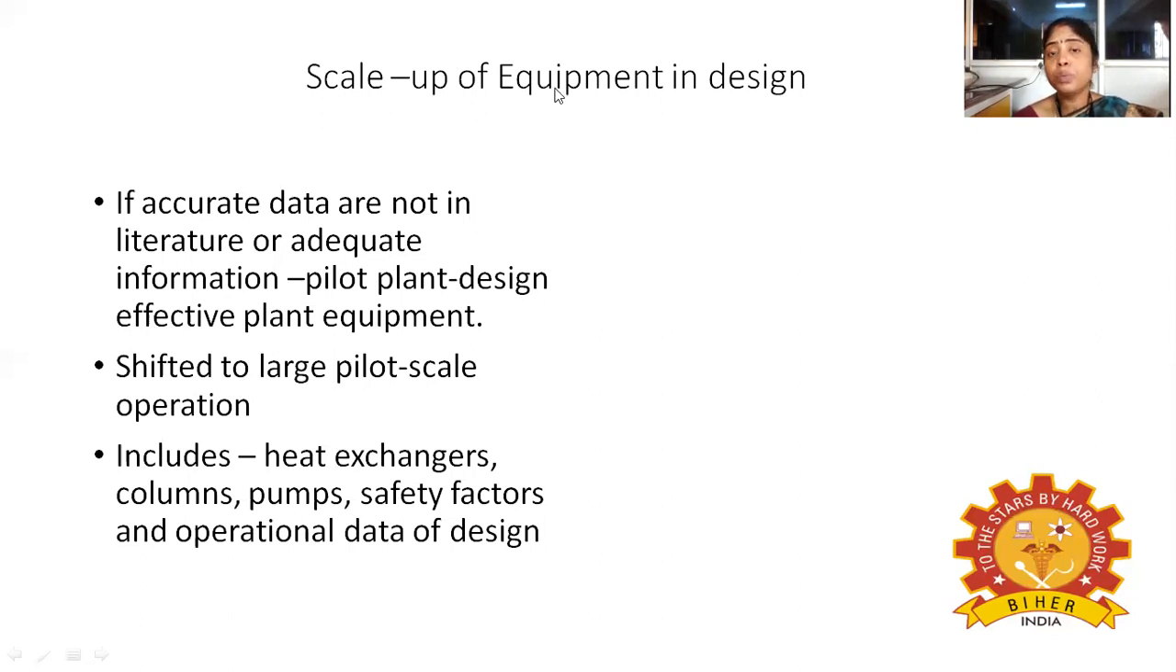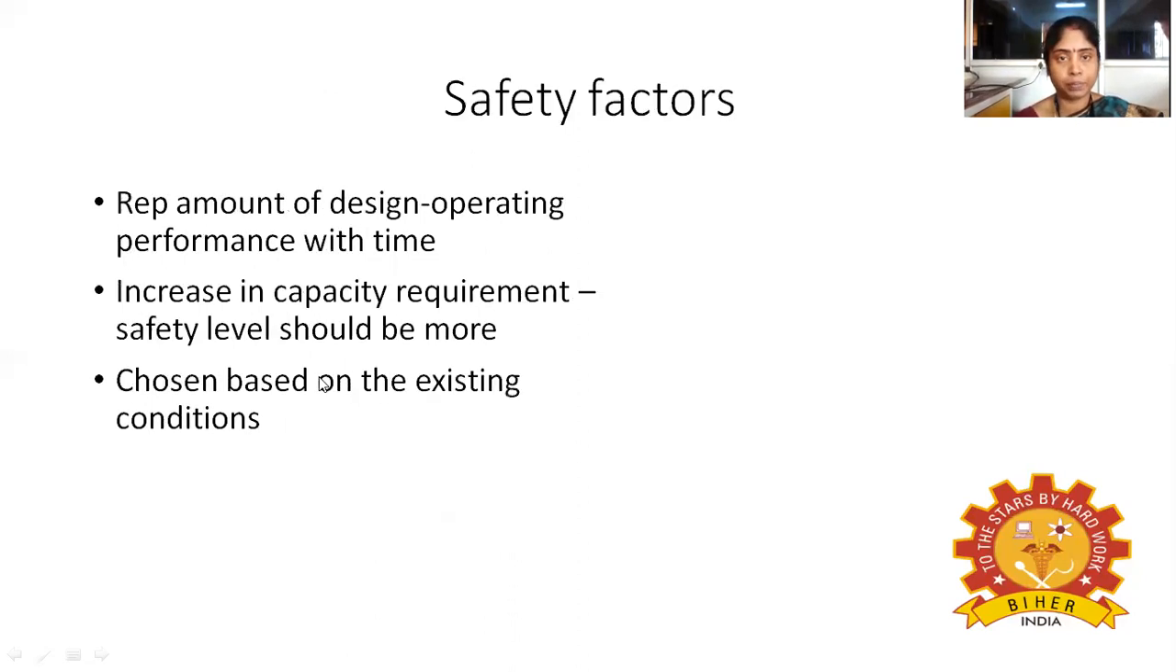So equipment, which means what are the various equipments we use in a bioprocess or unit process? The equipment includes heat exchangers, dryers, columns, pumps, valves, safety factors, how the data is designed, everything that has to be taken into consideration. So that is why scaling up is needed when data are inadequate. In the case of a lab scale, it has to be taken into consideration at the lab scale.